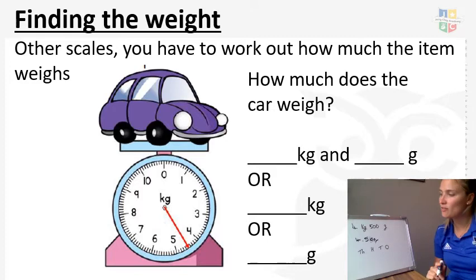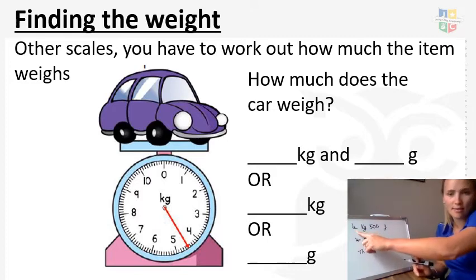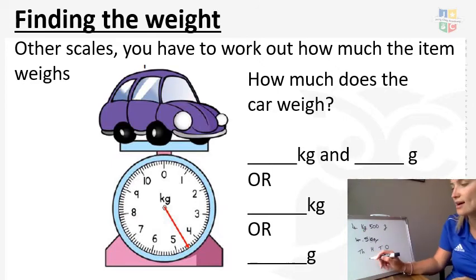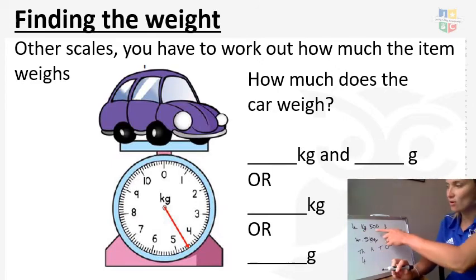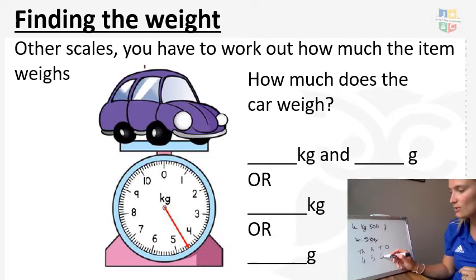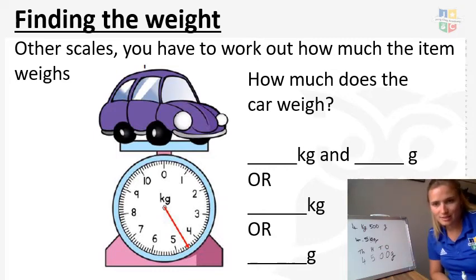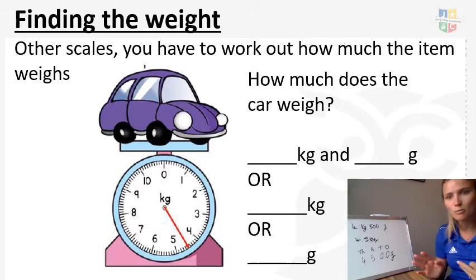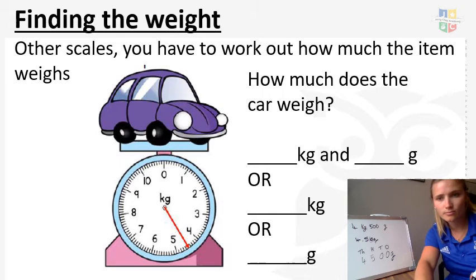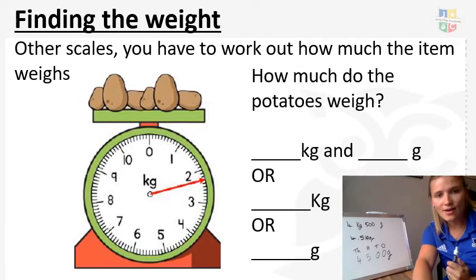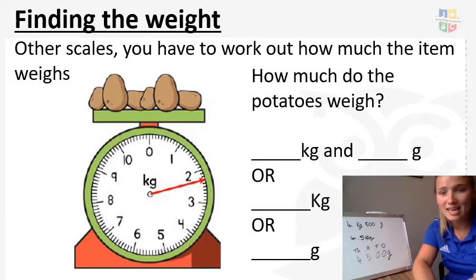Now, if I was to convert this, I know that in a kilogram there is 1,000. So in 4 kilograms, I'm going to have 4,000, and I've got 500 left over. So I should have the answer 4,500 grams. Check to see if you've got that right. If not, can you see now where you might have gone wrong? Okay, can you now have a go at doing this one, and then we'll have a look at the answers and see if you've got the same answer as me.